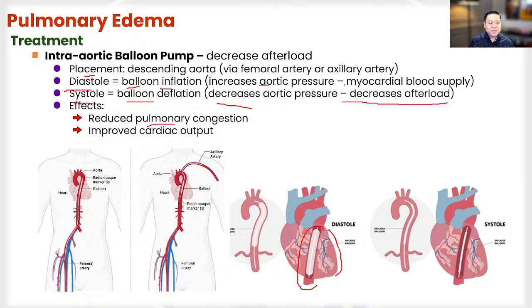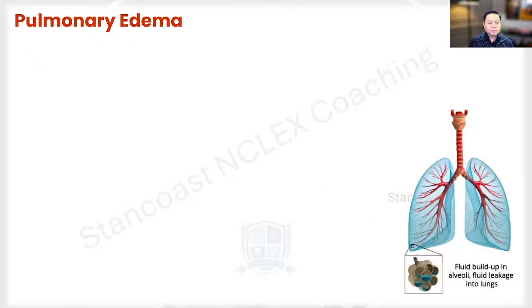Again, there will be a decrease in the pulmonary congestion. There will also be an increase in the cardiac output. And finally, there is also symptom relief. Okay, so think about the IABP as one of those means to decrease the systemic vascular resistance, or known as the afterload. Okay, now let's move right along with the other complications here.